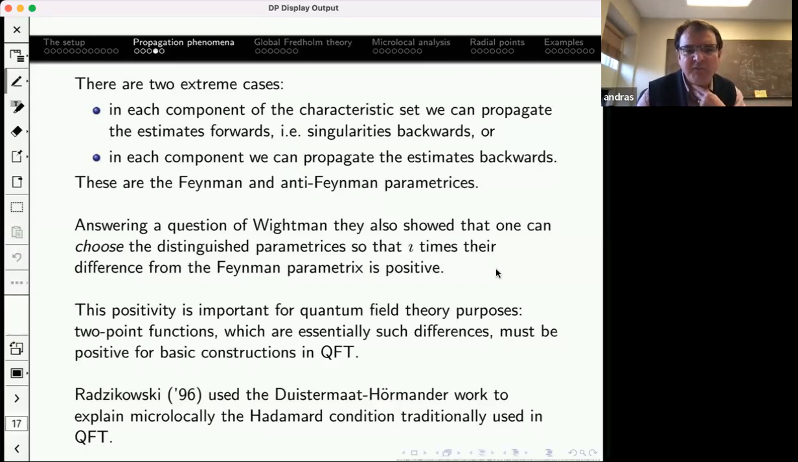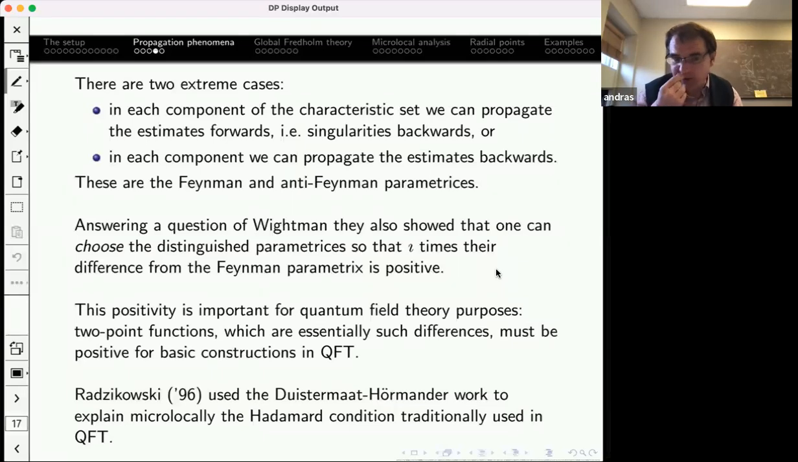And this is where Wightman comes in. Answering a question of Wightman, they also showed that you can actually choose these distinguished parametrices, of which there are 2 to the k in general, so that i times their difference from the Feynman propagator is positive. This positivity is important for quantum field theory purposes. The 2-point functions are essentially such differences, and they should be positive for basic QFT constructions. That's like differences relative to the extreme: the Feynman or the anti-Feynman with an appropriate sign, up to an i.